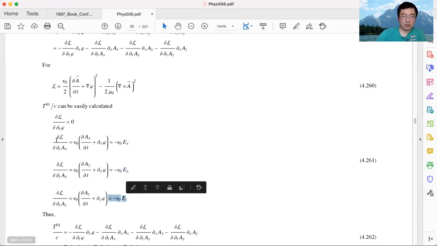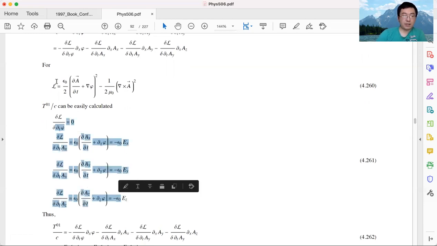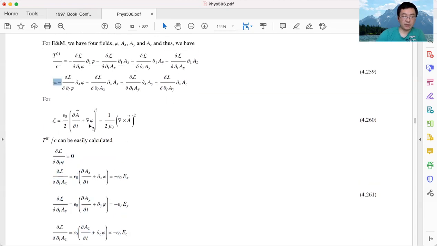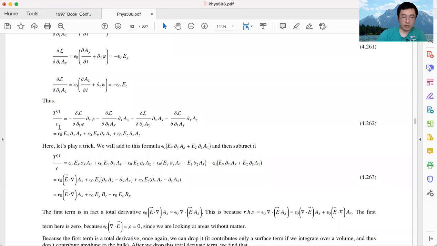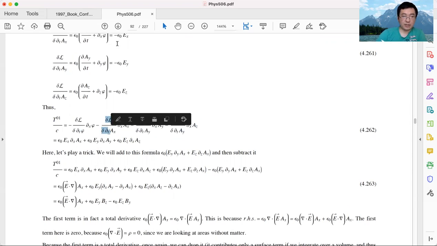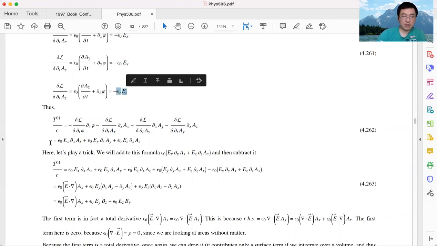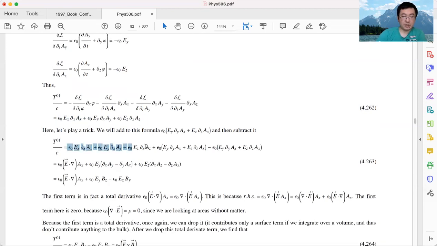And we plug this formula back into T01. Back to our T01 over the speed of light, this is what we had early on. We substitute this one with 0, this one with minus epsilon 0 Ex, this one with minus epsilon 0 Ey, and this one with minus epsilon 0 Ez, and this is what we got. So this is T01 over the speed of light.